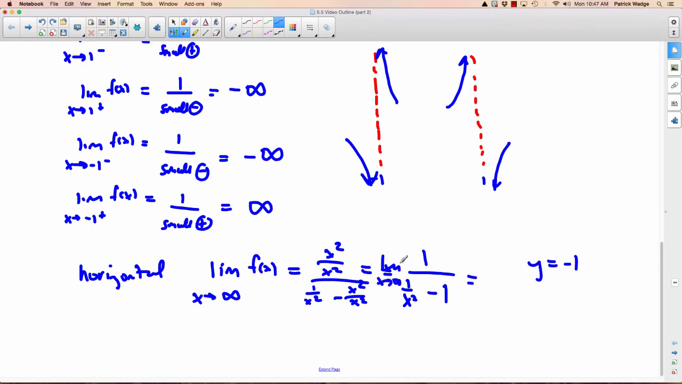So, let's do this. Well, this is just 1. 1 over x squared as x approaches infinity. Infinity is massive. When you square a massive number, it's still massive. And 1 divided by infinity tends towards 0. So you get 1 over 0, take away 1, which is 1 over negative 1, which is negative 1. So we still get the same answer. This is our horizontal asymptote.